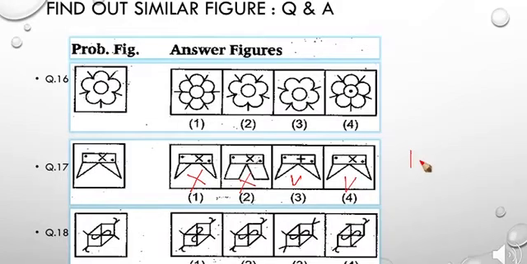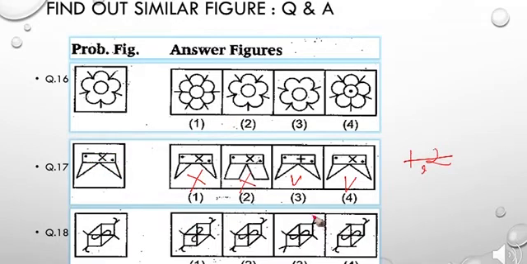Now we know that options 1 and 2 can never be the answer. So let's check options 3 and 4 again by seeing the problem figure again. In the problem figure at the top we can see that there is a rectangular shape inside which there is a dot on the corner here. On the opposite corner down here there's another dot, and in the middle of these 2 dots there is a cross sign.